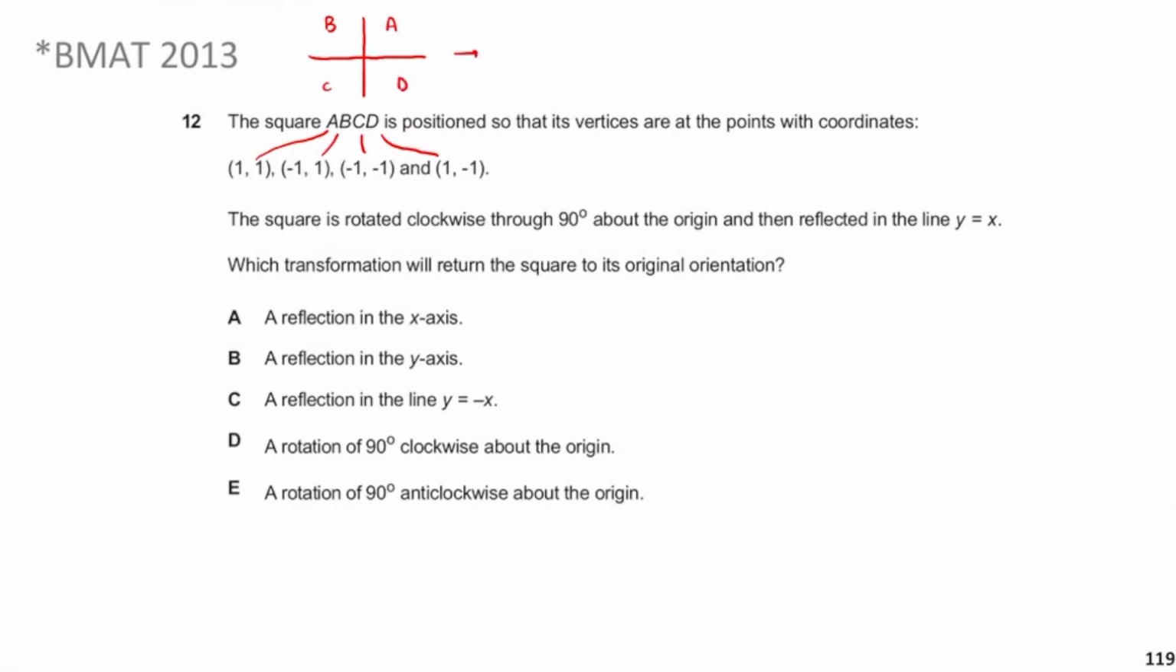And essentially what you're doing here is that you're rotating clockwise 90. So if you rotate clockwise 90, what you're going to get is something like B, A would come there, and then D would go here, and then C will go here.